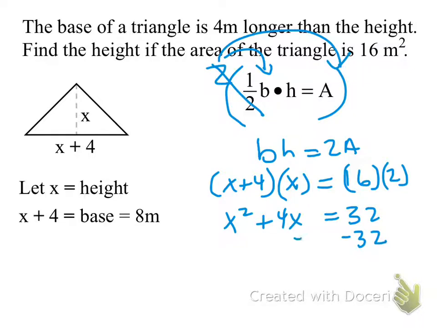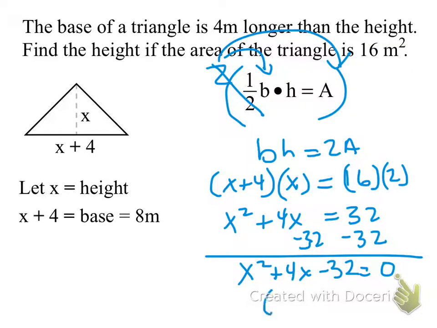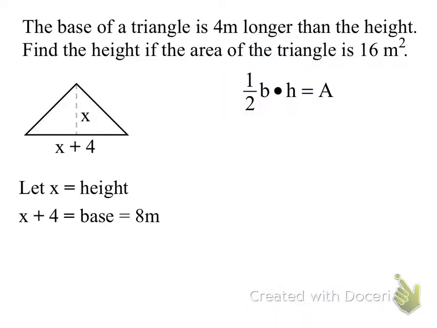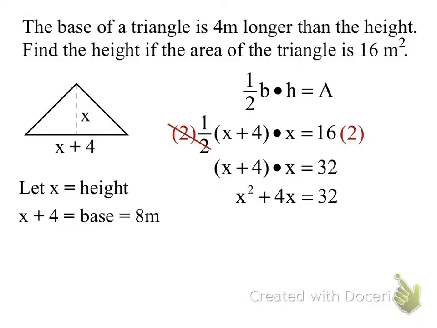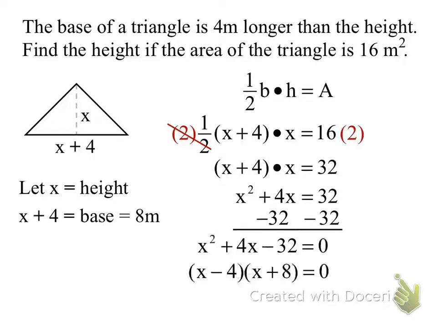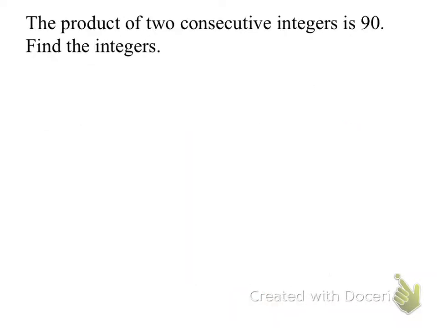Subtract the 32. And we get x squared plus 4x minus 32 equals 0. You get your x plus 8 times x minus 4. Again, my solutions are the same. What do you guys think? So, that's an option. I've shown you a couple different ways to get rid of that fraction. You look at my PowerPoint, it's not that hard, but I just don't want you to double distribute that 2 that you're multiplying in.